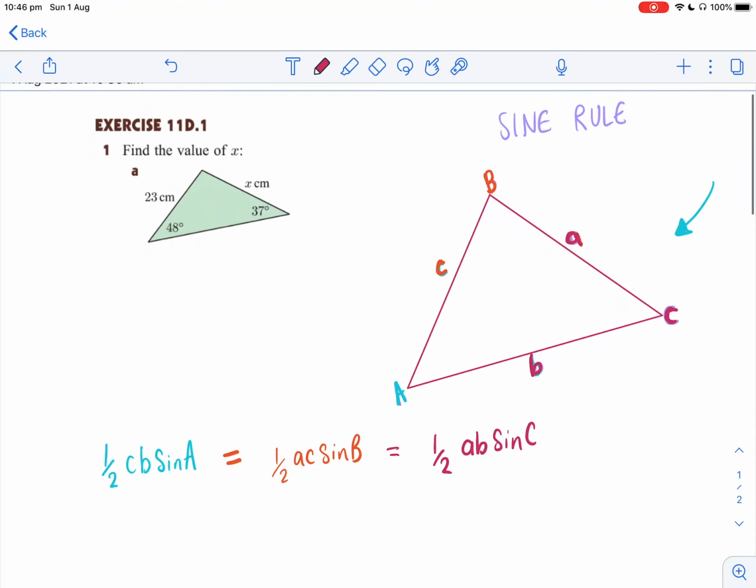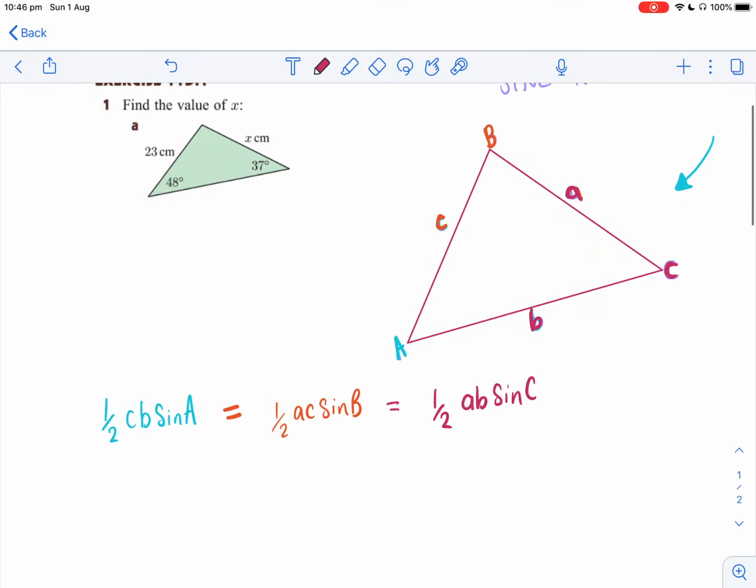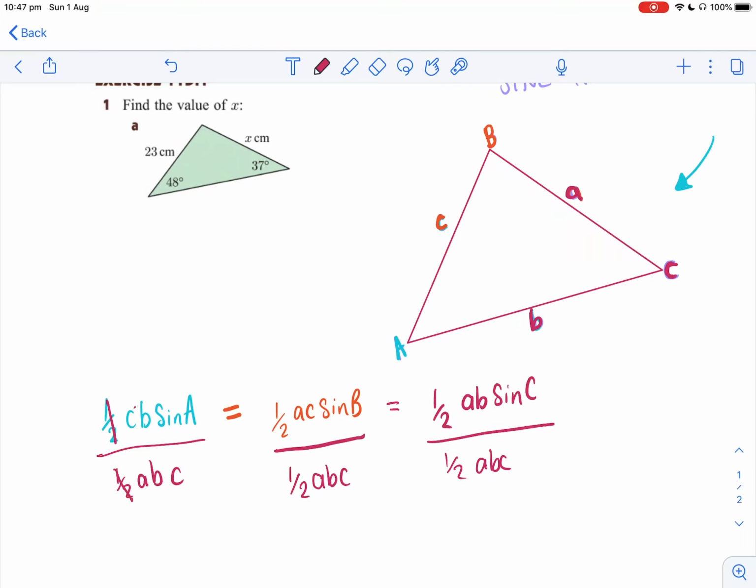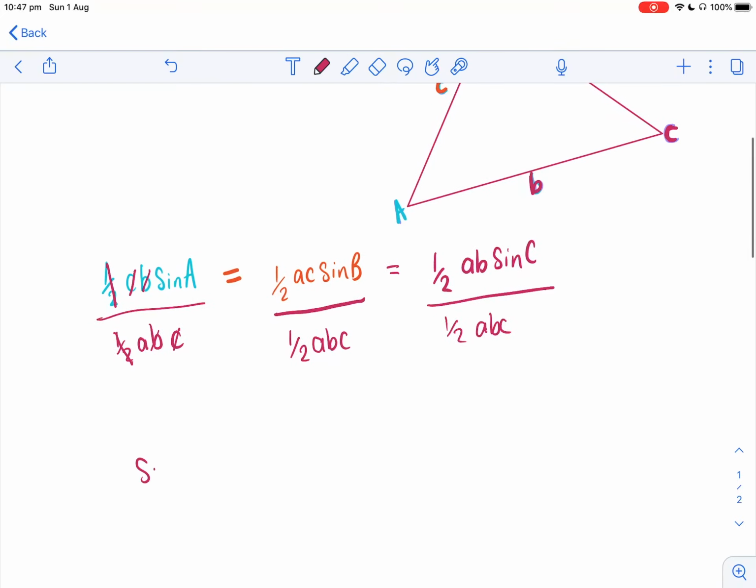So now what I'm going to do is divide all of these by half ABC to cancel out some common factors. So here my half cancels out and C cancels out and B cancels out. So I'm left with sine A on lowercase a.